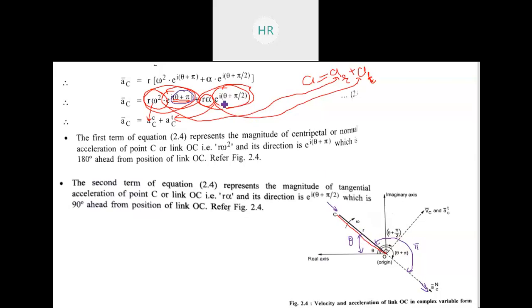So towards the center, parallel to link. And if you look at the direction of tangential component of acceleration, it is theta plus pi by 2. So theta is over here plus pi by 2 means this much angle. So tangential component will be perpendicular to the link. So this is how the analytical method can be applicable to find velocity and acceleration of any link.